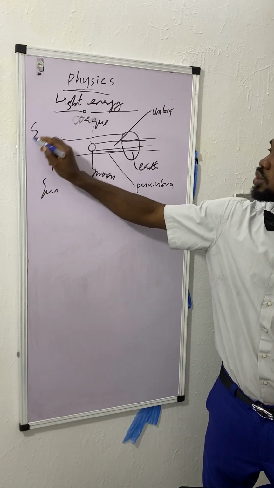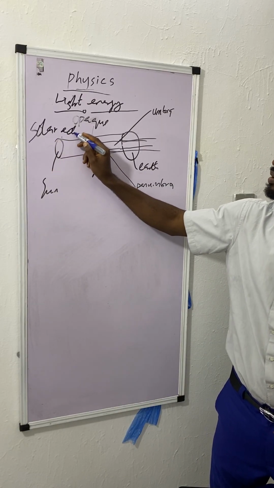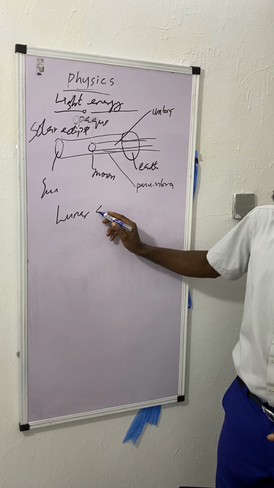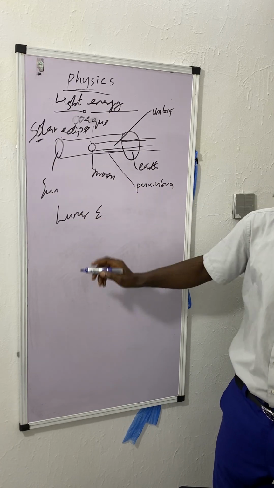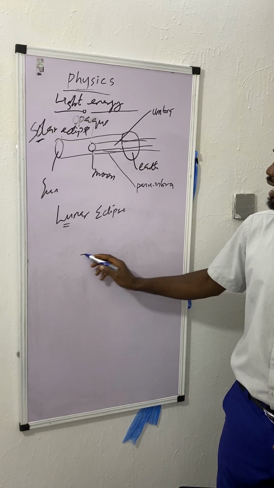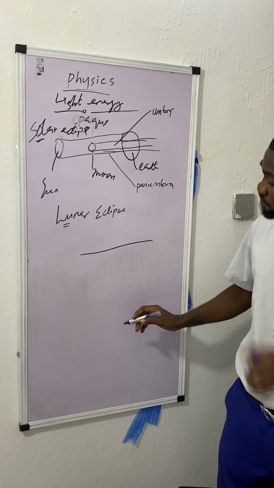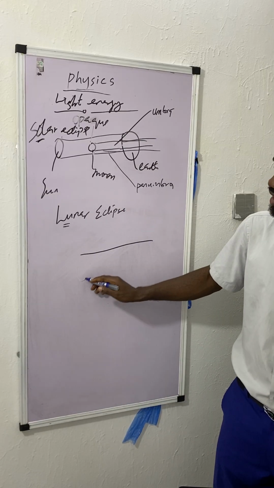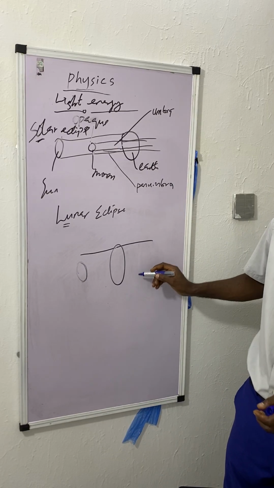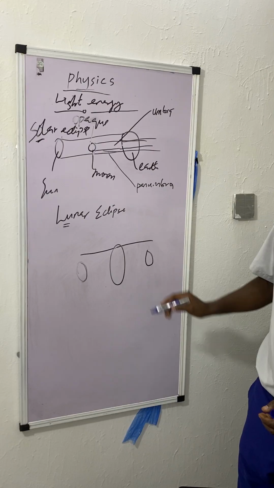This is solar eclipse, and now we look at lunar eclipse. Anywhere you hear solar, just know it's related to the sun. Anywhere you hear lunar, know it's related to the moon. Lunar eclipse is like this. We have the moon here, the earth here, and the sun here.